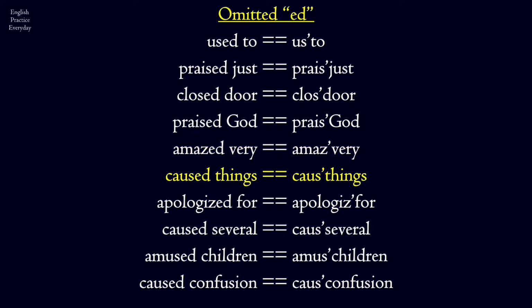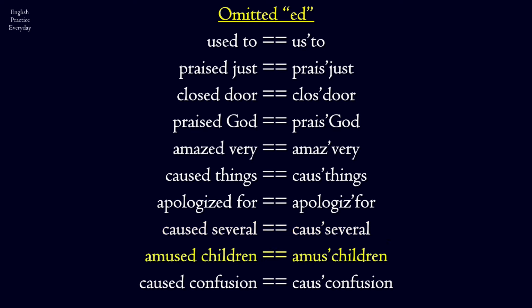Caused things would be cost things, cost things, cost things. Apologized for would be apologize for, apologize for, apologize for. Caused several would be cause several, cause several, cause several.